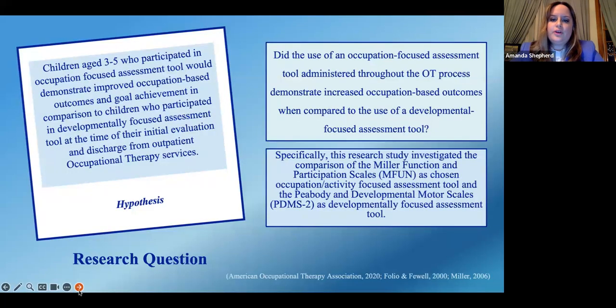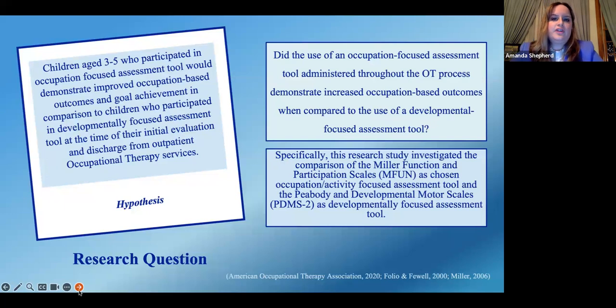Specifically, my research question was, did the use of an occupation-focused assessment tool administered throughout the OT process demonstrate increased occupation-based outcomes when compared to the use of a developmentally focused assessment tool? I looked at the Miller Function and Participation Scales, or the MFUN, as the occupation-based assessment, and the Peabody Developmental Motor Scales, or the PDMS-2, as the developmentally based assessment tool.